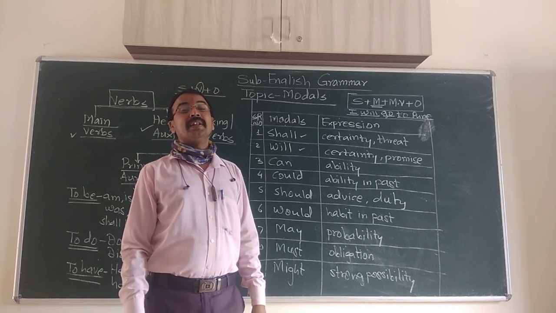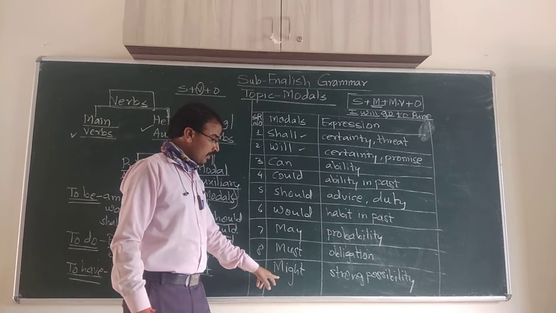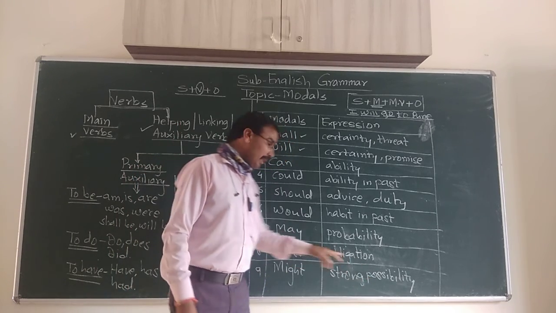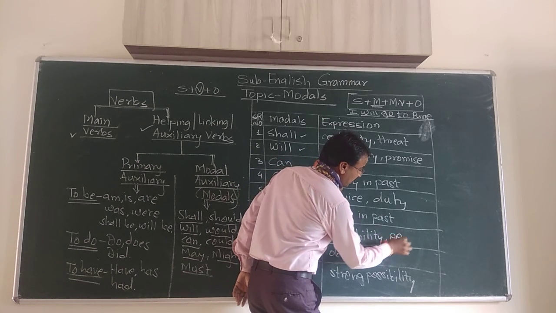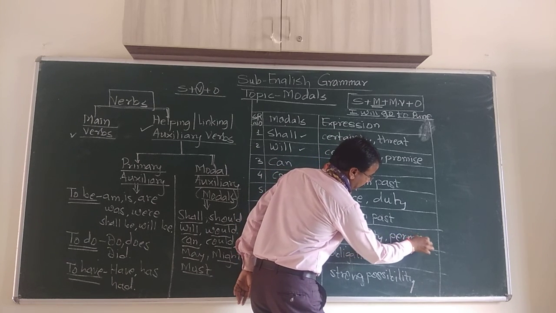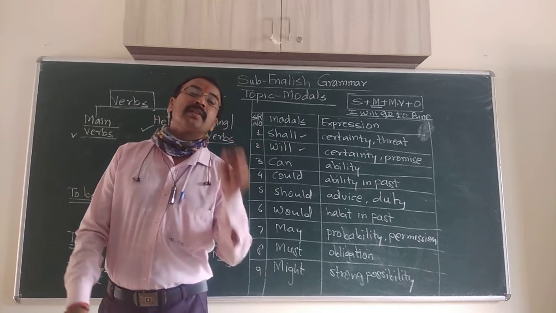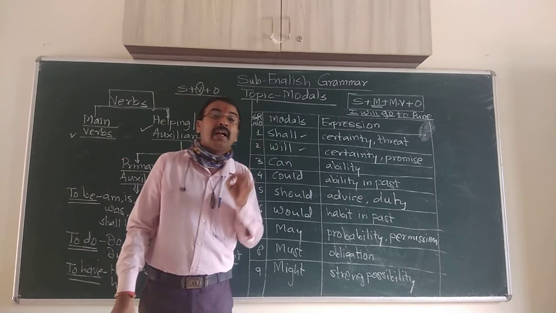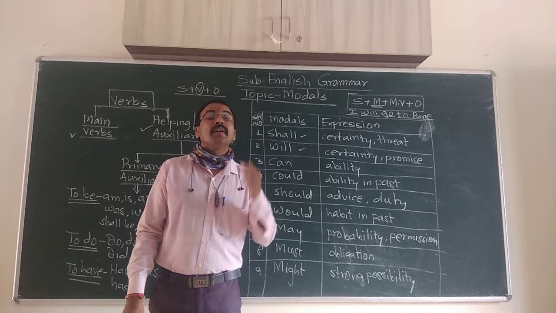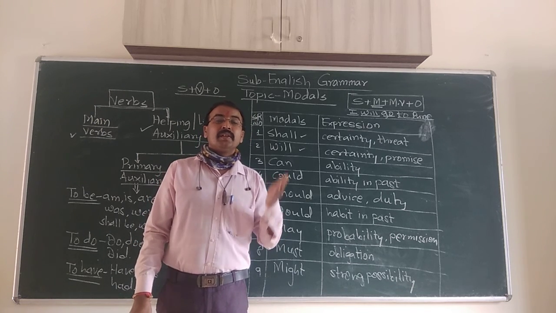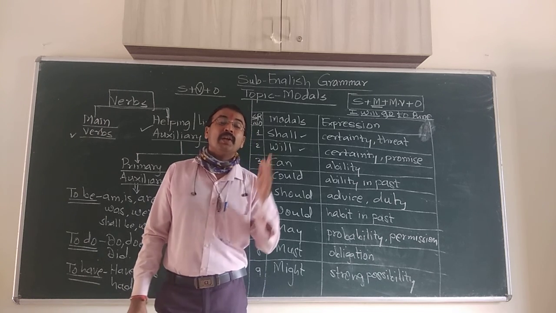May shows probability, less possibility. Might is the past tense of may. Might shows strong possibility. May shows less possibility. May shows permission. For taking any permission, may is the most polite word to use. May I come in, sir? May I go out, sir? May I help you? This word shows polite request, polite suggestion and politeness.